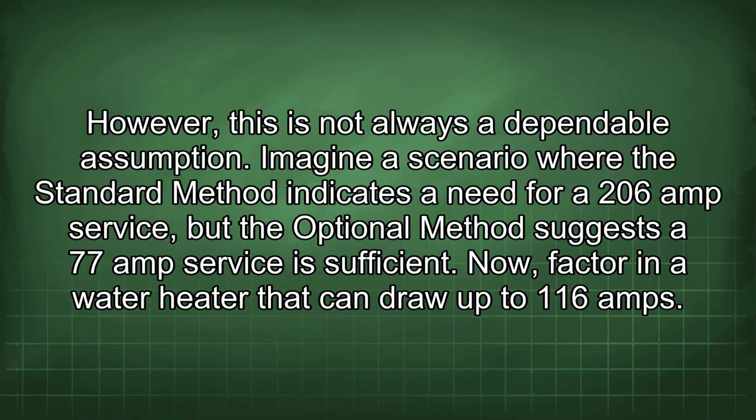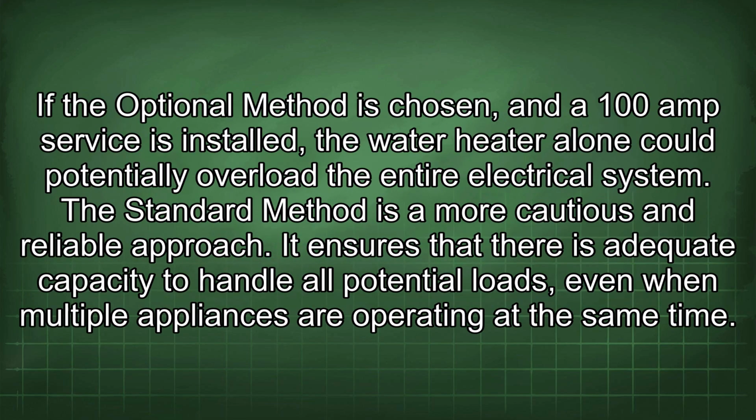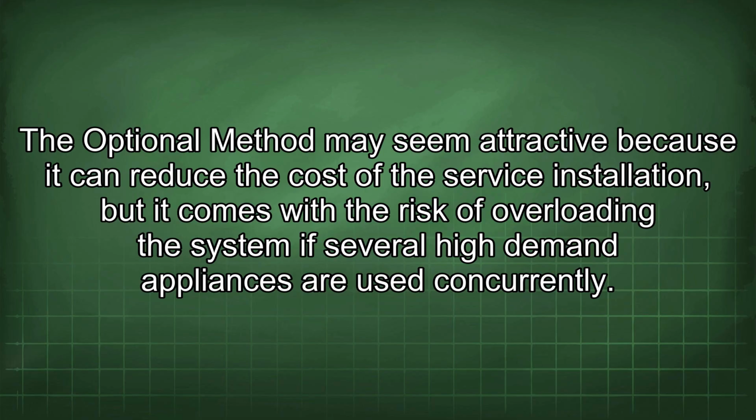Now, factor in a water heater that can draw up to 116 amps. If the optional method is chosen, and a 100 amp service is installed, the water heater alone could potentially overload the entire electrical system. The standard method is a more cautious and reliable approach. It ensures that there is adequate capacity to handle all potential loads, even when multiple appliances are operating at the same time. The optional method may seem attractive because it can reduce the cost of the service installation, but it comes with the risk of overloading the system if several high-demand appliances are used concurrently.